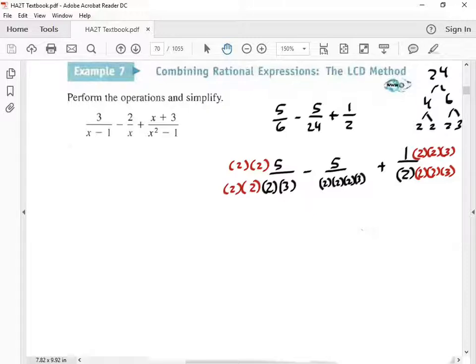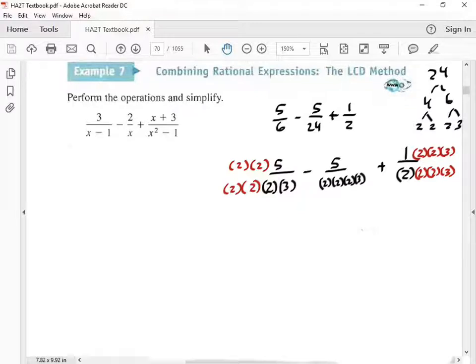Now I can clean it up. I can multiply the top, I can multiply the bottom, and I would have common denominators. I would be at 24. What is 2 times 2? 4 times 2 is 8. 8 times 3 is 24. So they would all have 24, and then you would do your thing. And you guys remember when you guys do your thing.